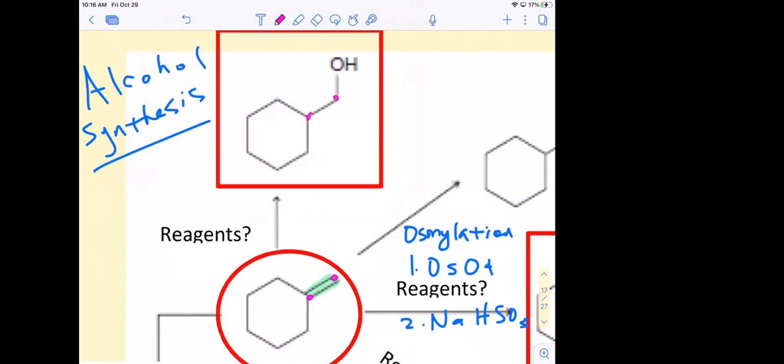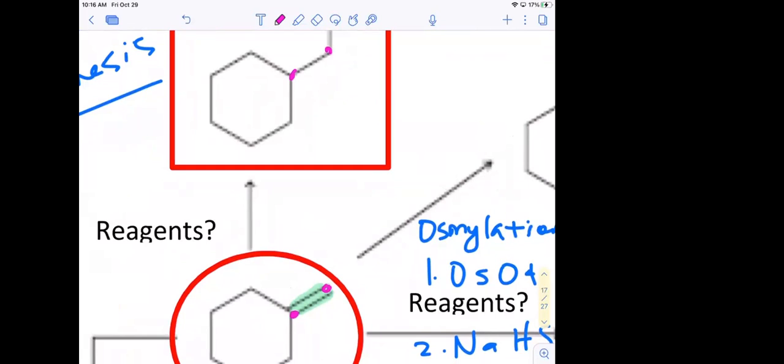The least substituted carbon. So which one of those two tools gives me that regiochemistry? That would be considered anti-Markovnikov, or carbon to carbon. Is that right? Yes. So that's hydroboration, followed by oxidation.